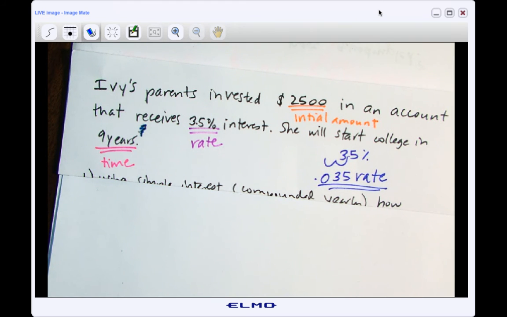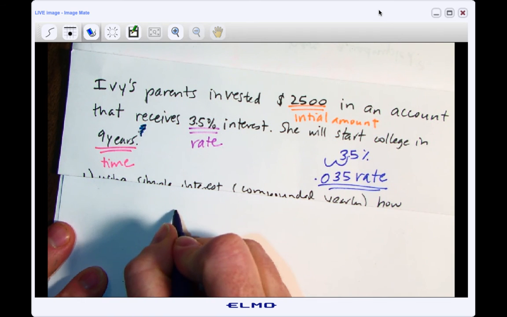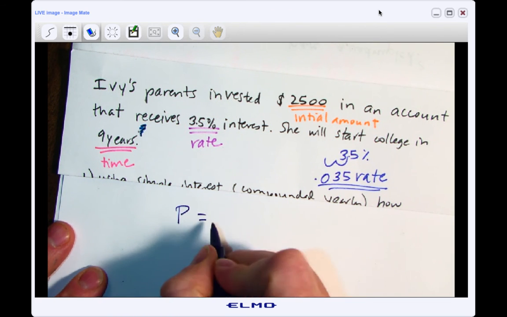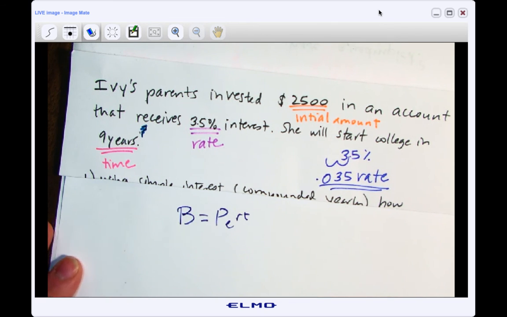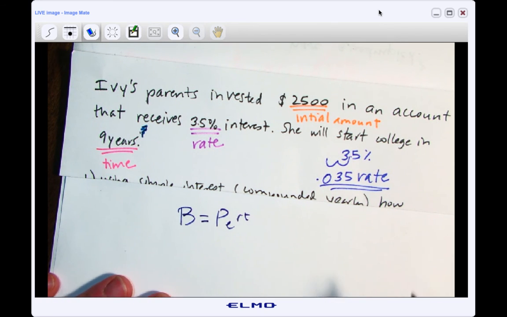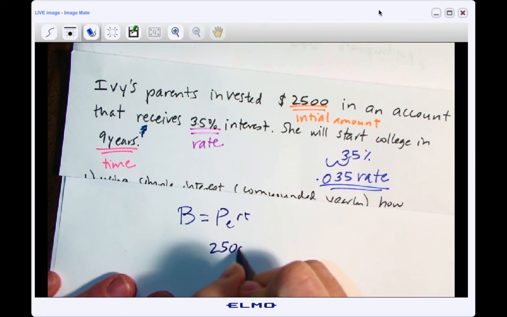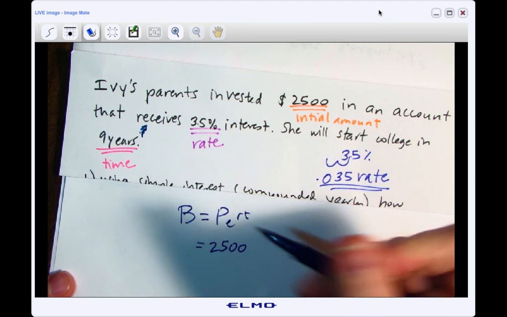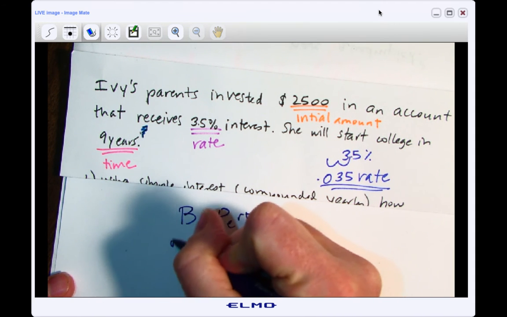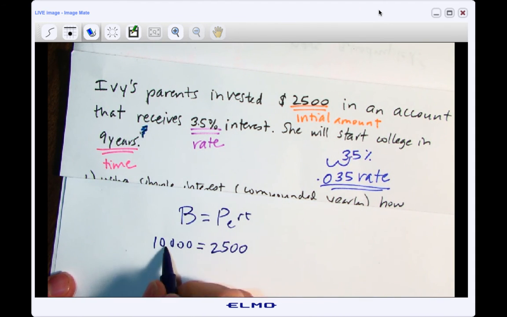Okay, so let's use our continuously compounded formula. We want to know when it will quadruple. So the original one was $2,500 that she put in. So if I want to know when it's going to be 4 times as big, well, how will we find out how much money that is? We multiply 2,500 by 4, right? And that's going to give us this amount, $10,000, right?